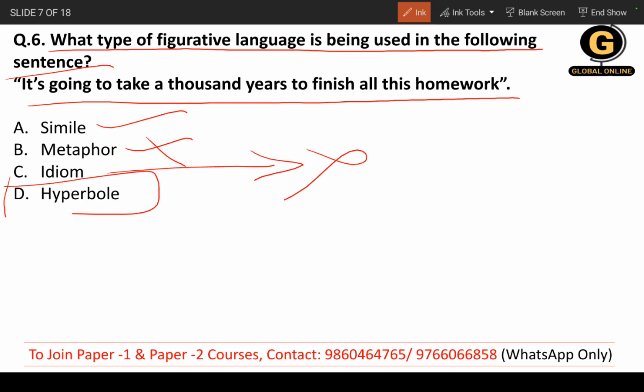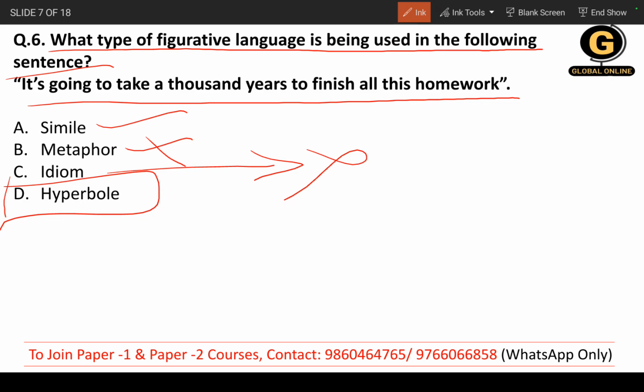Then, hyperbole. So, what do you mean by hyperbole? I already told you that it's a form of figurative language that goes beyond the literal. What you have written, you didn't literally mean it, but you write it to make it look good or sound better than it actually is. It also helps to create a comic or dramatic effect.